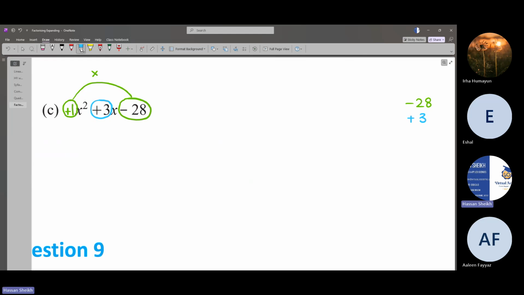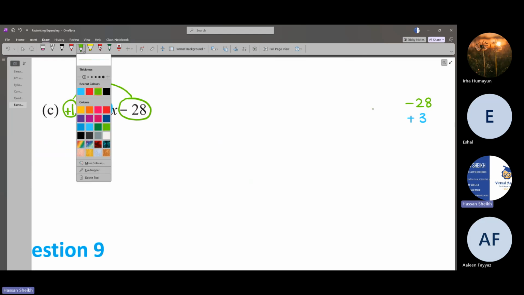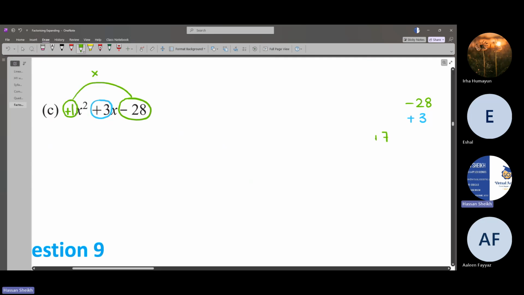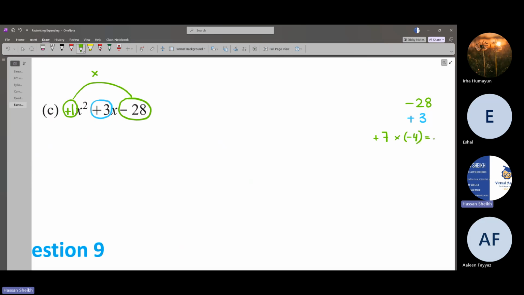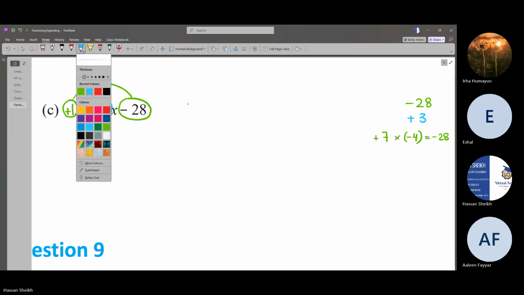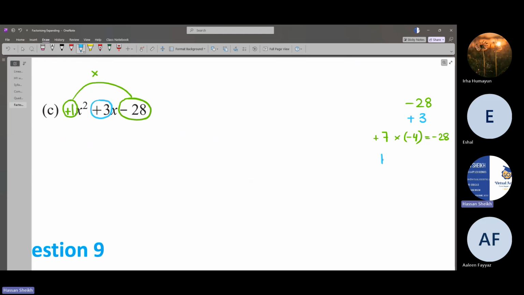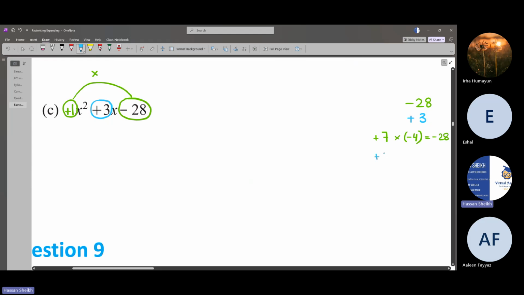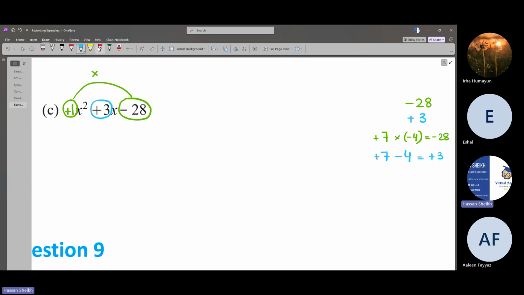Okay, let me show you. Is it correct to say that plus 7 when multiplied with minus 4 generates minus 28? Agree or not? And when plus 7 is added to minus 4, it will generate what? Plus 3. So are the conditions satisfied?